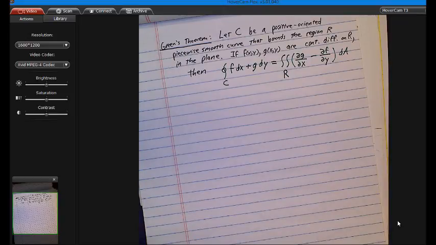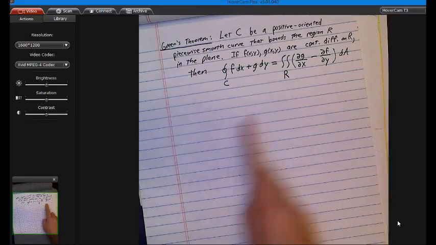I even wrote it in green. I don't know if you could tell on the screen. It's too bad. I'm wasting these markers for nothing. I wrote this part in black. But here the formula is in green.